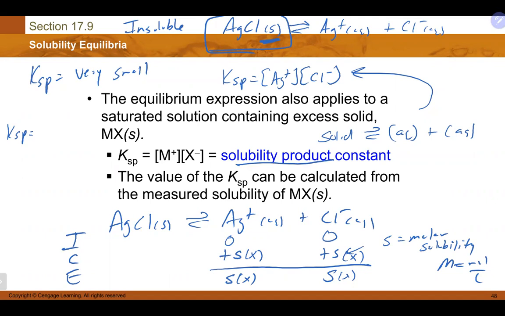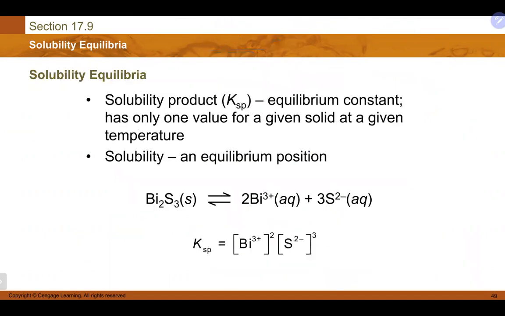So we would do the same thing. We would then put that into our KSP expression, and we would solve obviously for each of those guys at equilibrium. So in this case, this is our Bi2S3 breaking apart into its ions. Like a normal equilibrium, we still take our coefficients as our exponents. And again, you can see this guy not included because it is a solid when you look at it there.